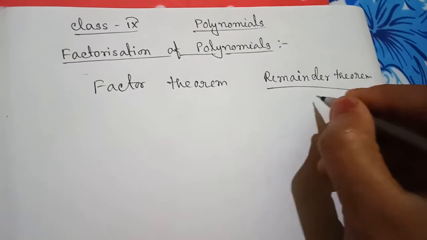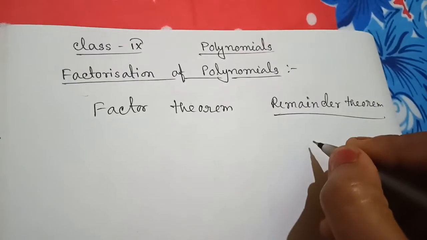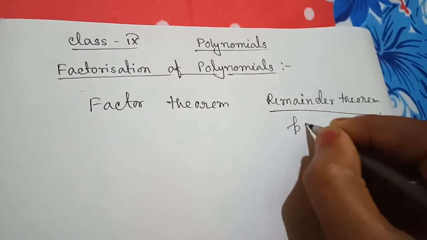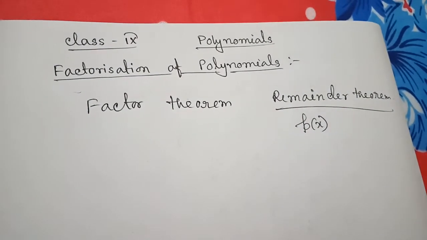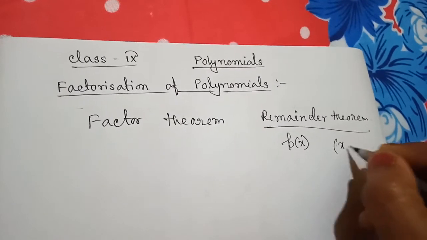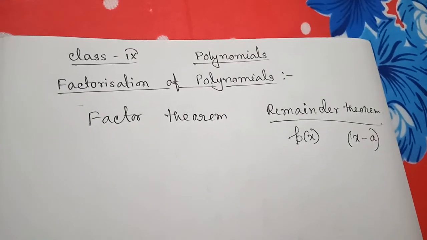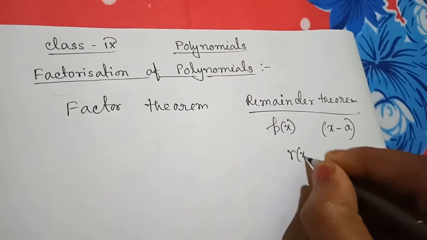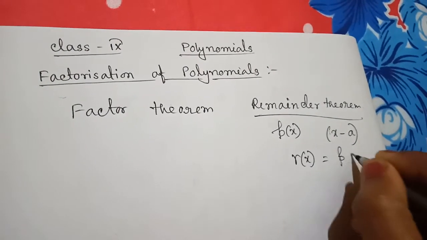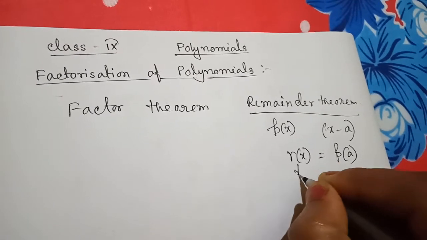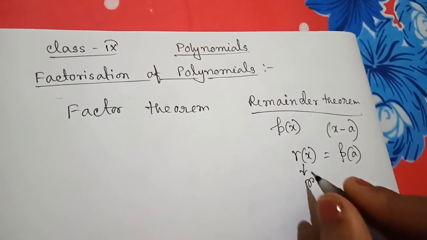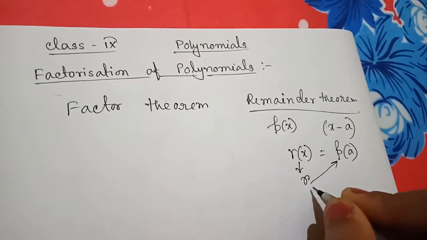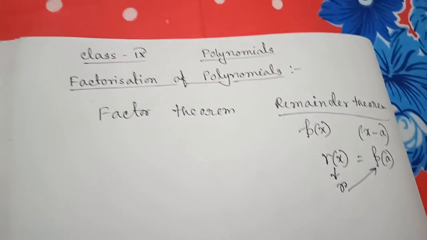Remainder theorem. Now just recalling from memory in a very short way: suppose p of x is a polynomial, and x minus a is a divisor of this polynomial, then the remainder, written as small r, will be p of a. That means the remainder will be p of a.